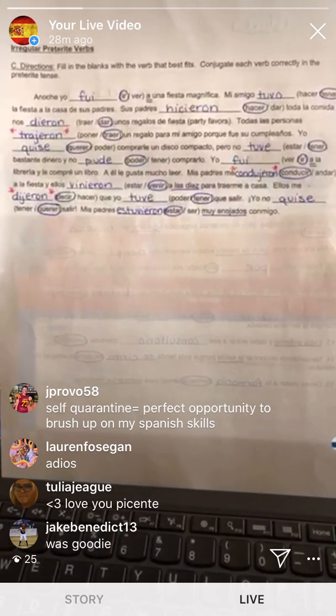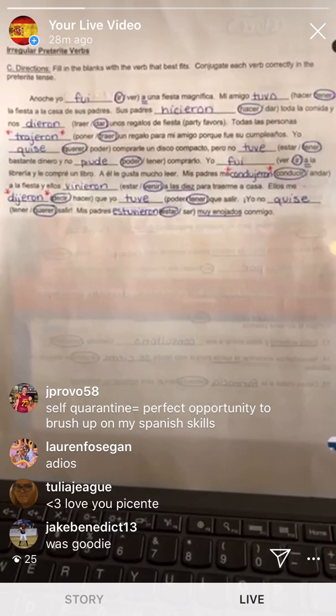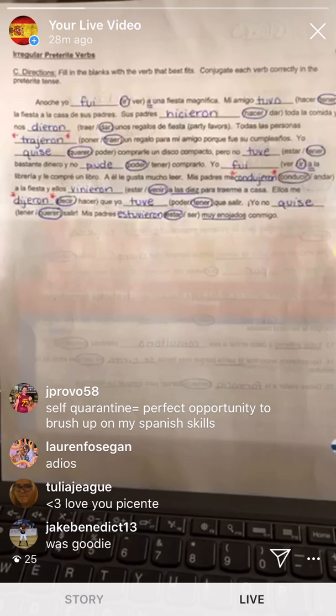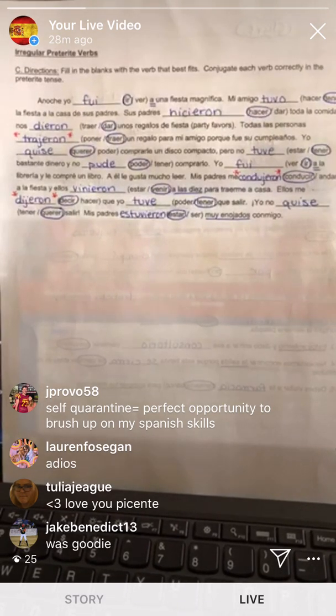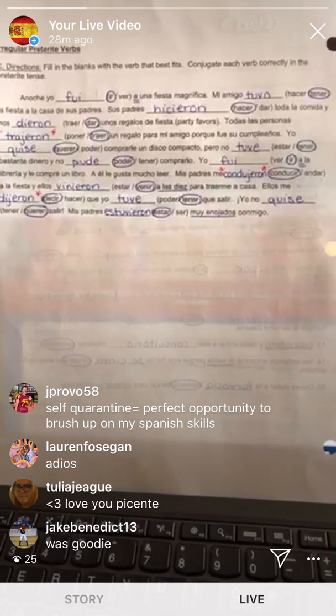Yo fui a, again, you see that a there, saying I went to, la librería, which is the bookstore, coming from libro. Y le compré un libro, and I bought him a book. He likes to read a lot.